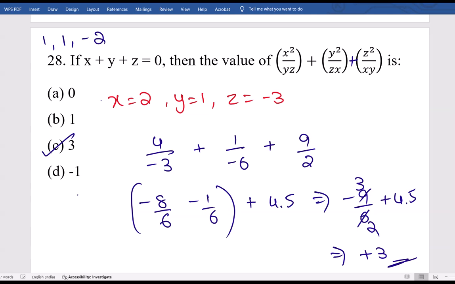If that is the case, x square divided by yz is minus 1 by 2, y square divided by zx will also be minus 1 by 2, and z square divided by xy will be 4. It is also giving 3, you check. I took 1, 1, minus 2. It is also giving the result as 3 only.